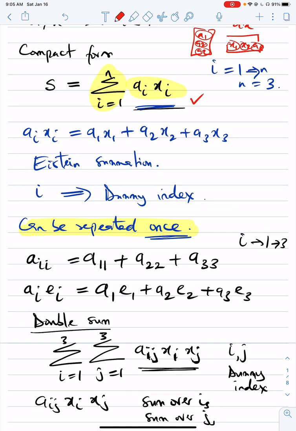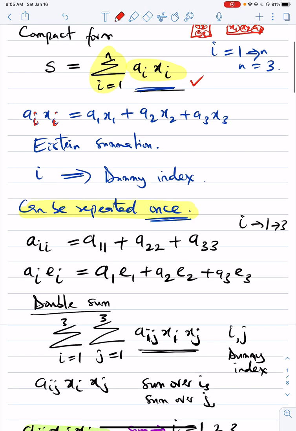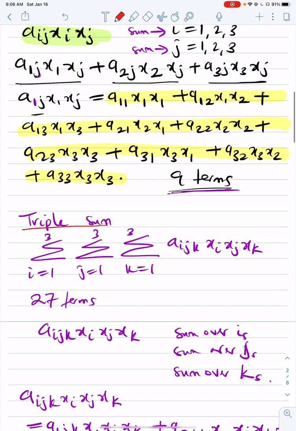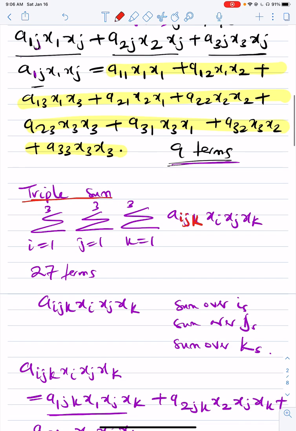The Einstein summation basically involves doing that, and we have the concept of dummy variables, which can only be repeated once, and also the concept of free variables that appear only once in a particular side of the equation. Then we gave examples of double sums, where you will typically get 9 terms. You sum over the i's first, then sum over the j's. For a triple sum, you sum over the i's, then the j's, and then the k's. You typically get 27 terms.